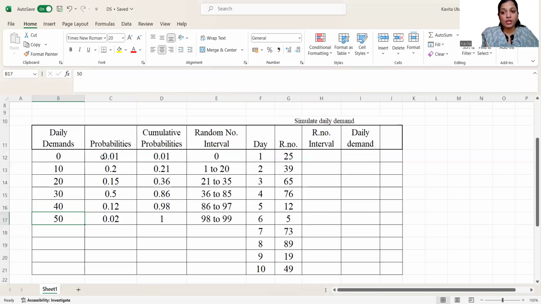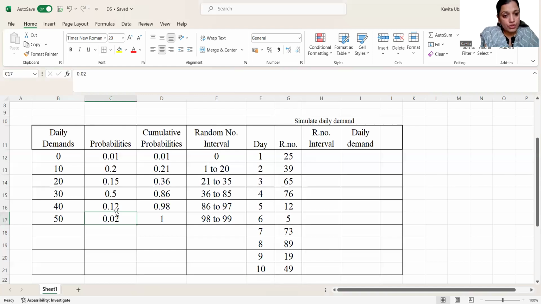It means there is a probability of 0.01 of having demand 0 on the particular day. The probability is 0.2 of having demand for the particular product of 10. Likewise, this data is given. If someone asks you what is the probability of having demand 50, the probability is 0.02, which is given in the last column. So daily demand and their probabilities are provided.